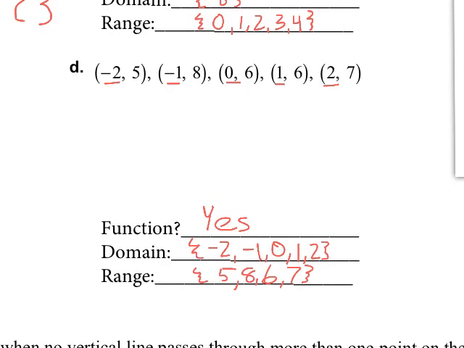Okay, can I get a comfort level on if it is a function or not? 3, 2, 1, 0. Good. Can I get a comfort level on domain and range? Good. We're feeling good. All right. Let's look at vertical line test.